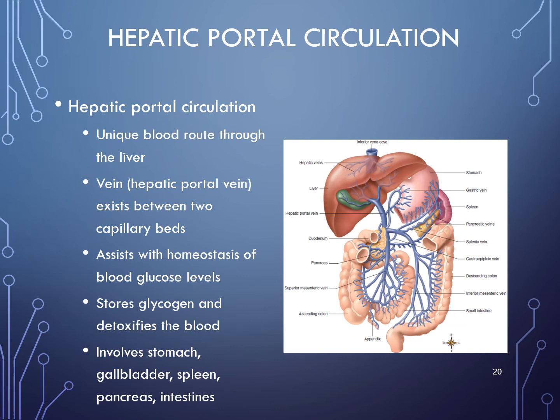So it's going to go to the liver, and it's going to pass through these capillary beds and venous spaces of the liver before it re-enters the systemic circulation and returns to the heart. So blood is going to travel to the liver, pass through those capillary beds, and then it is going to return to the inferior vena cava via the hepatic veins, and then it will be drained into the right atrium of the heart.